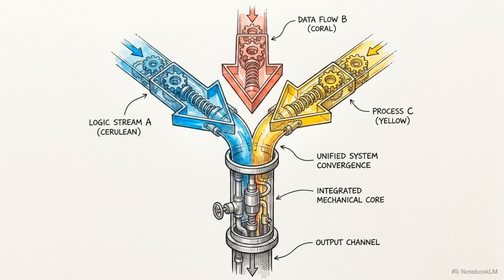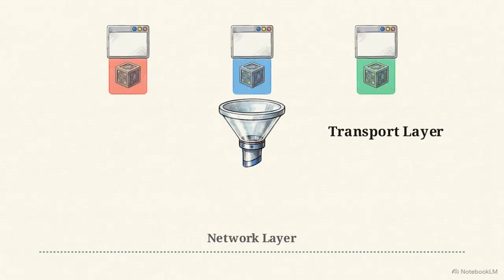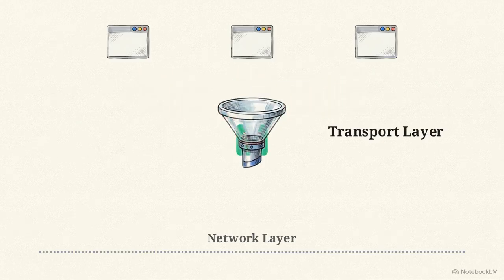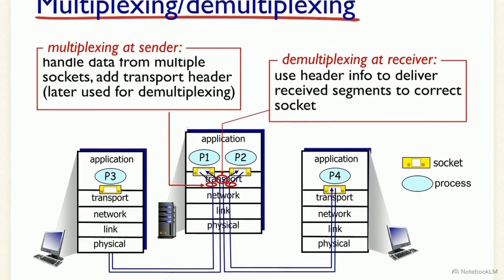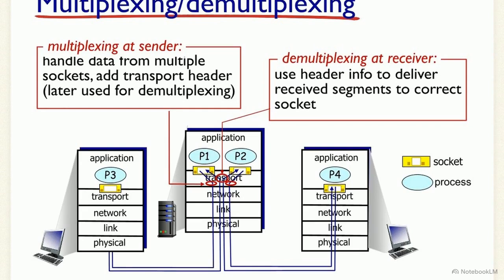At the sender's end, this involves a phase called multiplexing. The transport layer gathers raw data chunks from various applications and packages them with special transport headers. This schematic shows multiplexing at the sender. Data from separate processes, P1 and P2, funnels down into a single pipeline. At the destination, the system performs demultiplexing. The transport layer examines the segments, sorting them upward to the correct application.